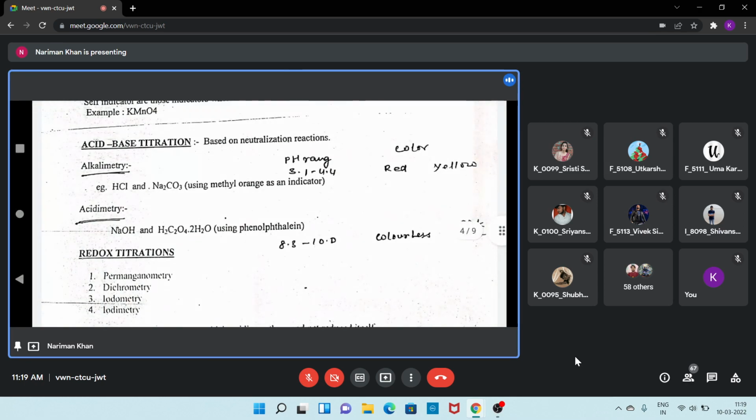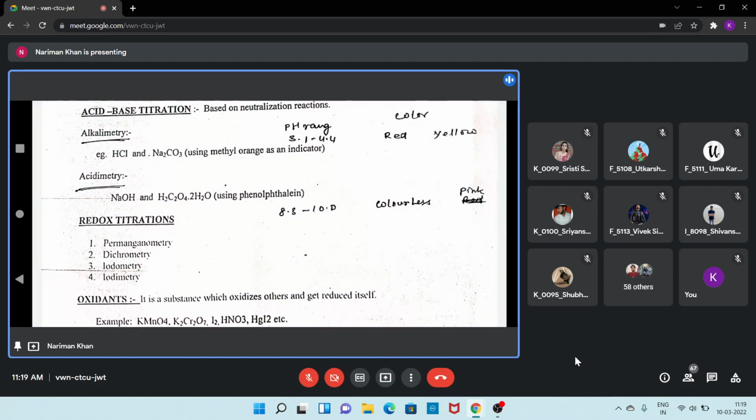Then acid-base titration. When we perform all these titrations, at that time only, I will explain each and everything. What is acid-base titration? Simply, it is a type of neutralization titration. Now, two types of titration are there in neutralization titration: alkalimetry and acidimetry. When we determine the concentration of alkali by using acid, it is called alkalimetry. And when we determine the concentration of acid by using alkali, it is acidimetry.